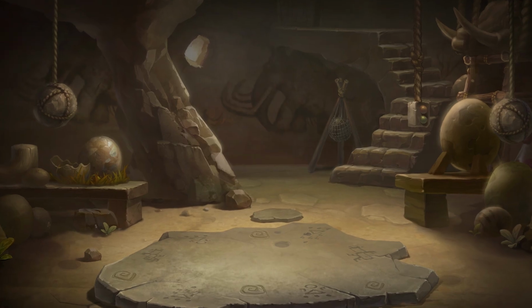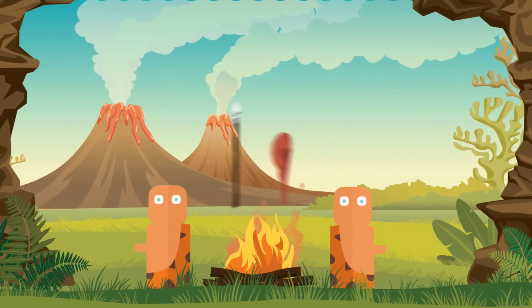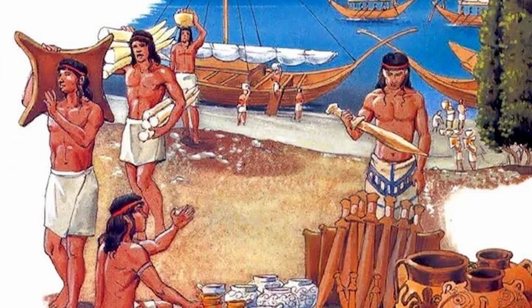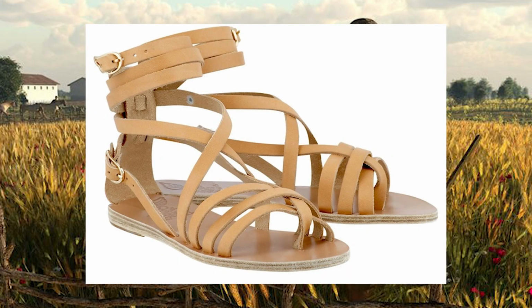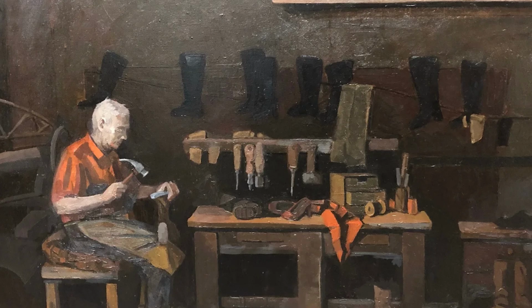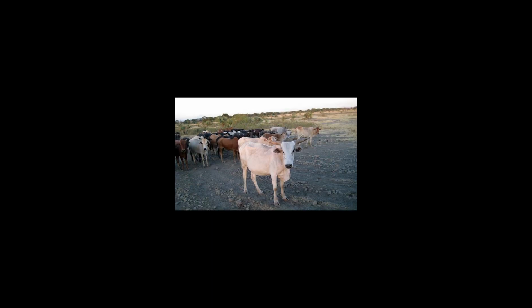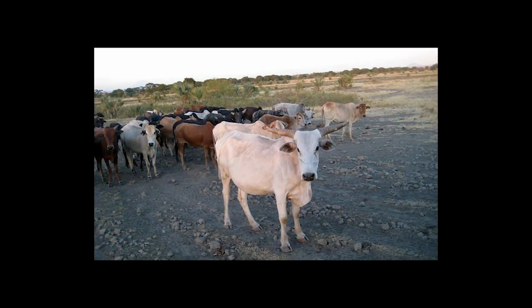In the earliest days of civilization, the barter system was the backbone of trade. People would exchange goods directly. One farmer might trade a sack of grain for a pair of sandals made by a shoemaker. This system worked well enough, but it had a major flaw. What if the shoemaker didn't need grain? What if he wanted a cow or a sheep instead?